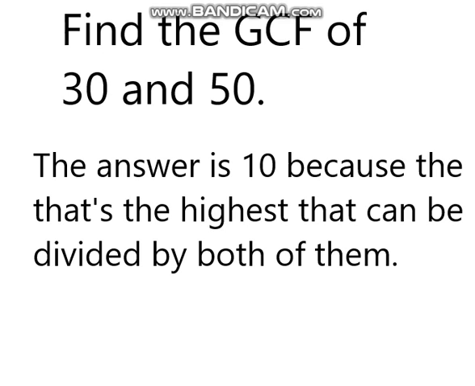Here we have to find the greatest common factor of 30 and 50. The answer is 10 because that's the highest number that can be taken out of both of them. The highest for this one would be 15, and the highest for this one is 25, but you can't take both of those out of each other. So the highest that you can divide out of both of them at once is 10. So it would be 10 divided into 30 and 10 divided into 50, which is 3 over 5, or 3 and 5.